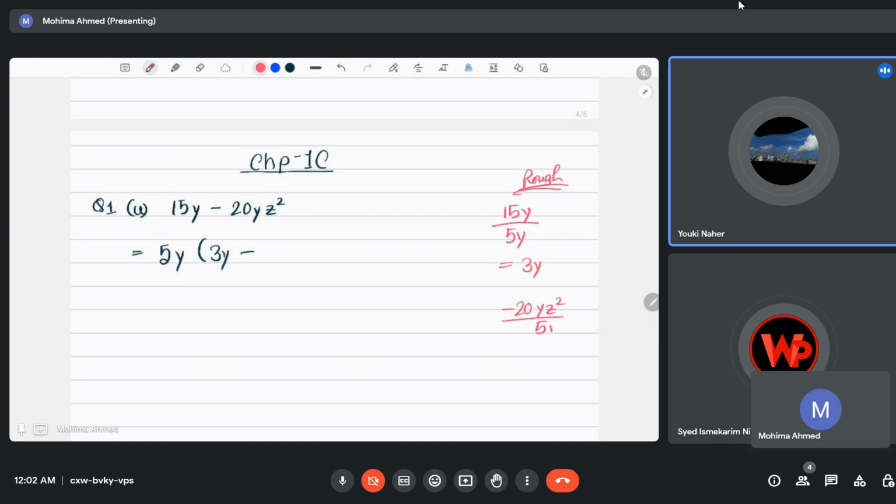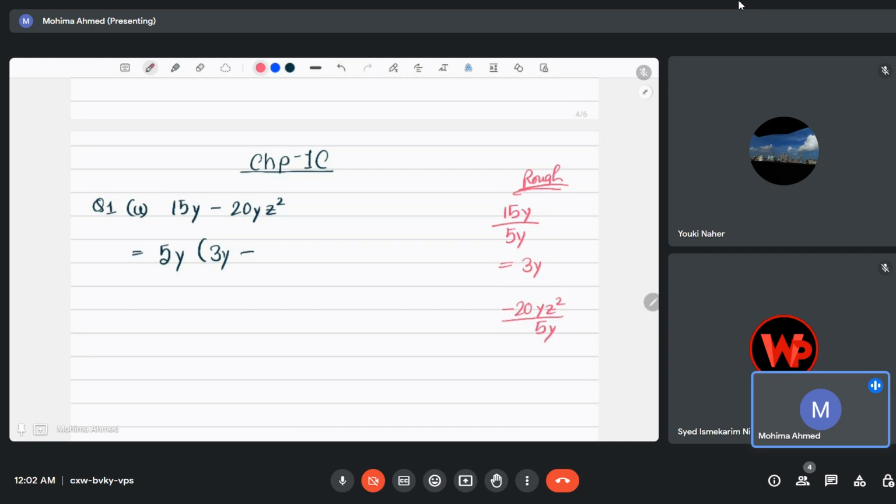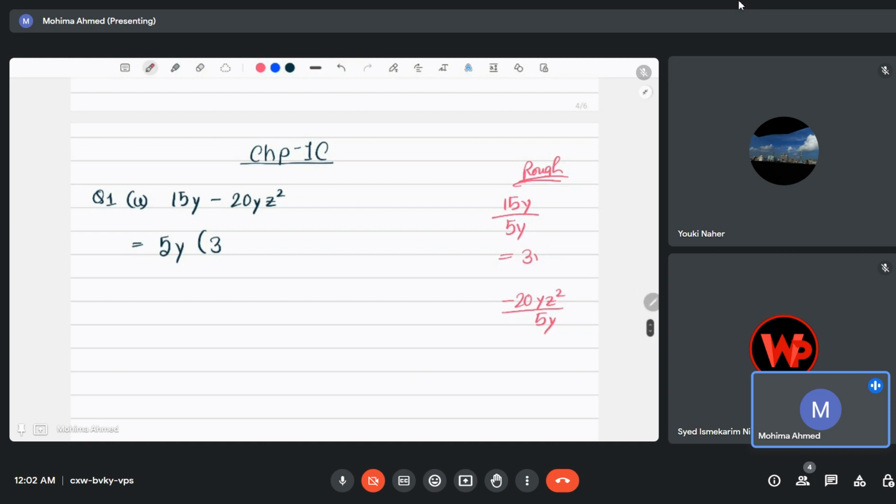It will have only 3, so the y's get cancelled out. Sorry. Okay, so in this part, again you can divide 20 by 5, so you get minus 4. The y's get cancelled out, and you get z square. So you get minus 4 z square, and the entire thing ends with a bracket.